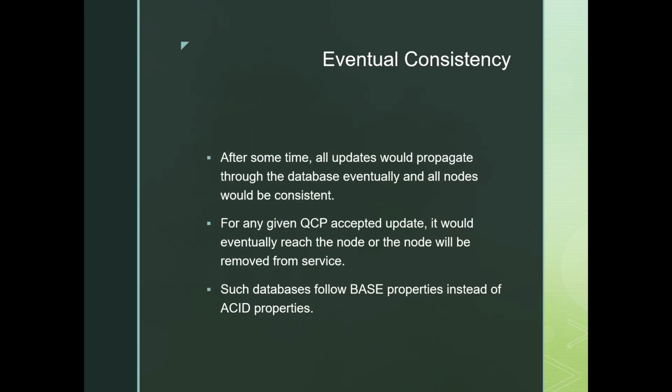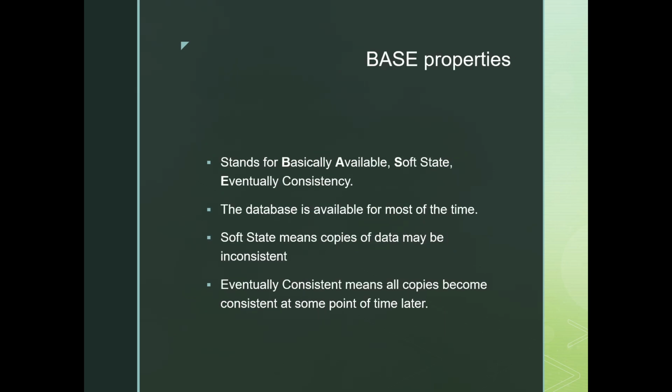Most systems which choose availability ensure that there will be eventual consistency. That means that all the updates that have been done would eventually propagate to all the nodes and the database would become consistent again. Such databases follow BASE properties instead of ACID properties. But what are BASE properties? It stands for basically available, soft state, and eventual consistency.